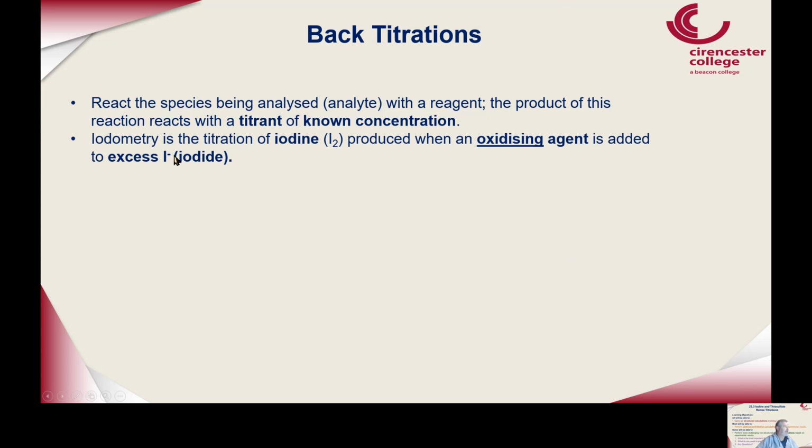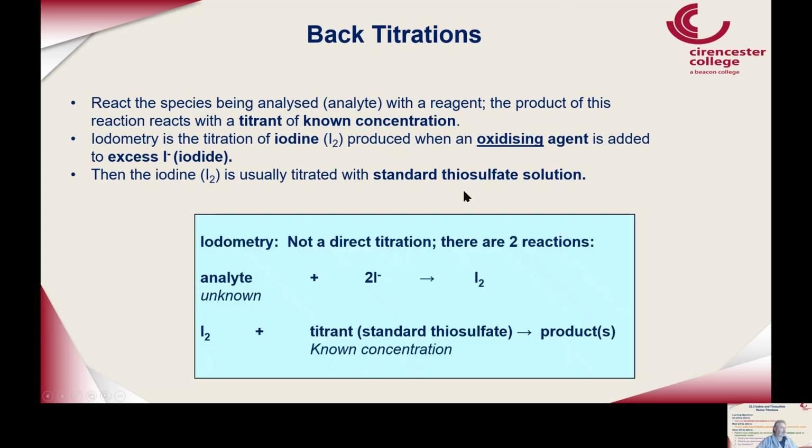And iodometry is when we use titration of iodine. So we can react an oxidizing agent with iodide, and that will turn that into iodine. So we're going from -1 to 0. The iodide is being oxidized, okay? And so hopefully our analyte is going to be an oxidizing agent which can oxidize our iodide. And then our iodine can be titrated with thiosulfate.